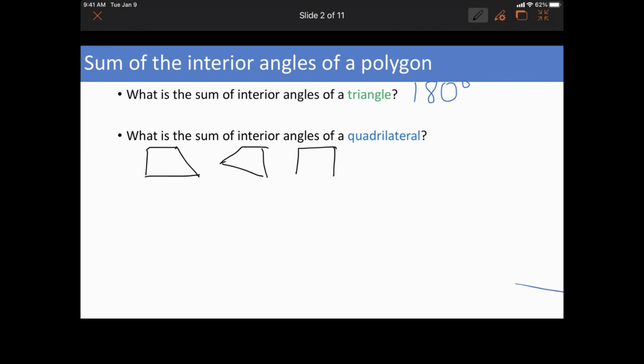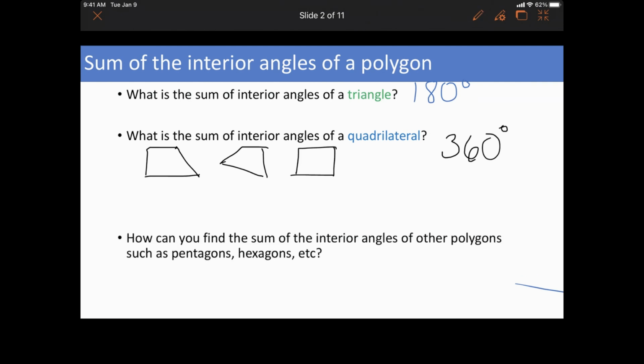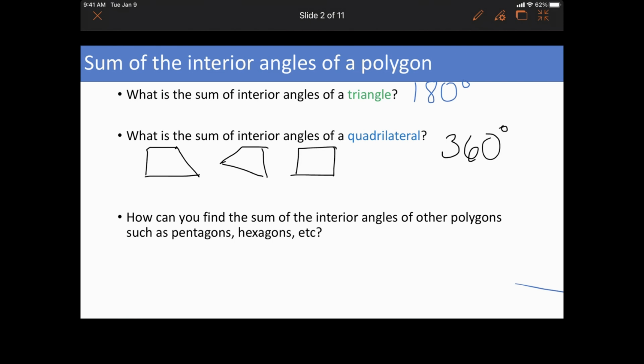Right? What is the sum? Now, I think many of you may know it is 360. So why? When you went up from a triangle to a quadrilateral, why is it 360? What happens if we go to a pentagon and then a hexagon? Do you remember seven-sided? Heptagon, octagon, nonagon, decagon, undecagon, dodecagon. How do we find those?